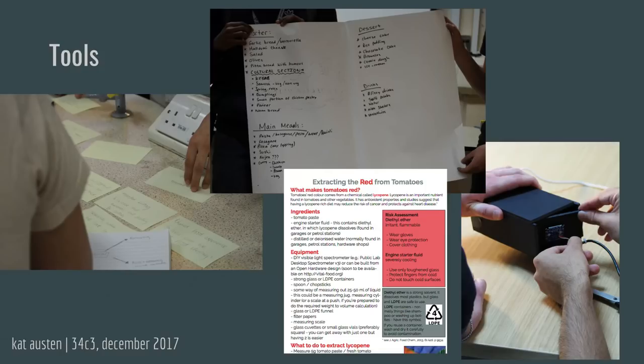And this is an example of one of the protocols for extracting lycopene from tomatoes. This is the layout that I used, which is designed to be safe and informative and easy to follow. And this is online, and if you can think of any improvements or want to use it yourself, then it's up there and it's all there to be used. It's all Creative Commons, so go ahead, basically.